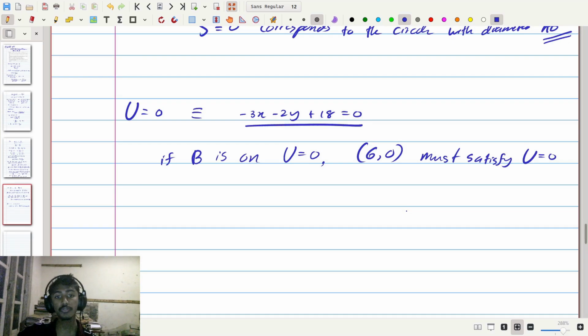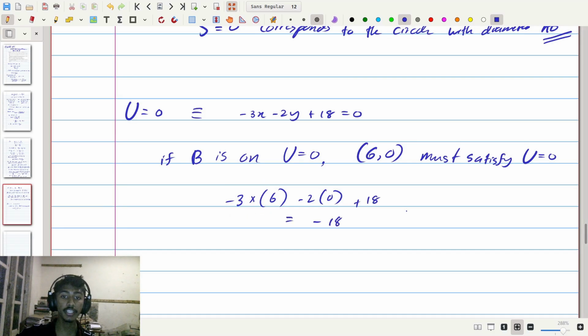And we can see by substitution, if we take this equation and substitute, we get minus 3 times x, which is 6, minus 2 times y, which is 0, plus 18, which is equal to minus 3 times 6, which is minus 18, and then this is 0 plus 18, which is in fact equal to 0. Minus 18 plus 18 plus 0 is equal to 0. And therefore, since B satisfies u equals 0, B is on u equals 0. And therefore u equals 0 passes through the point B.